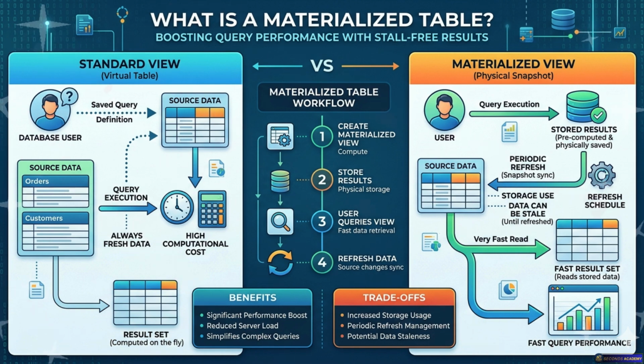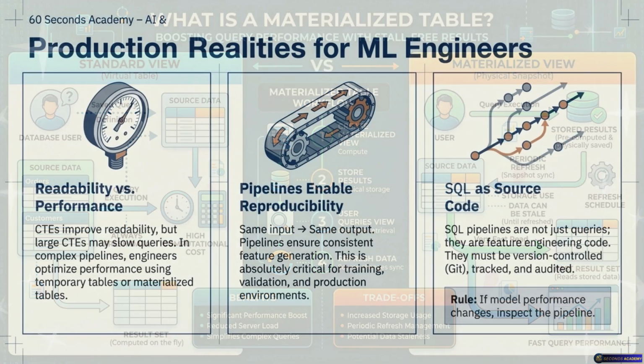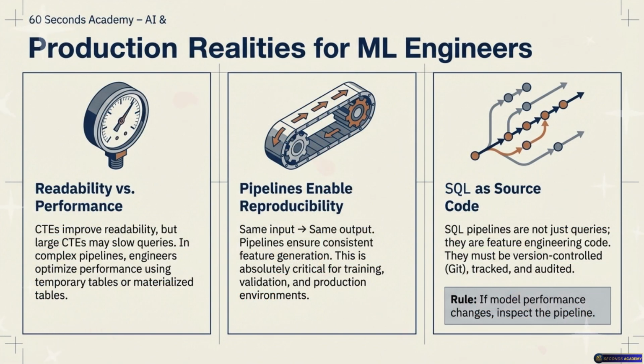That is the eternal balancing act. Yeah. Usually, human time is vastly more expensive than compute time. So you default to readability. You use CTEs. You optimize for the human first. Makes sense. You really only sacrifice that readability or introduce the complexity of materialized tables when the compute cost or the execution time becomes a literal bottleneck for the business.